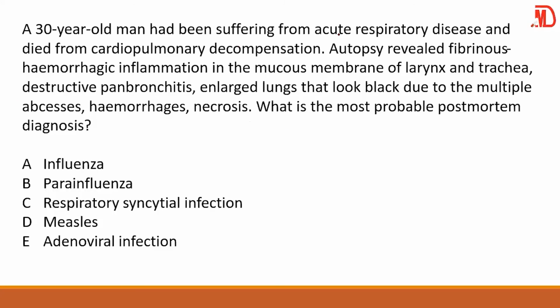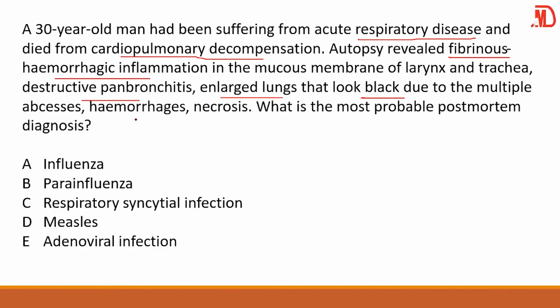A 30-year-old man had been suffering from acute respiratory disease and died from cardiopulmonary decompensation. Autopsy revealed fibrinous hemorrhagic inflammation in the mucous membrane of the larynx and the trachea, destructive bronchitis, and large lungs that look black due to the multiple abscesses, hemorrhages, and necrosis. What is the most probable post-mortem diagnosis?